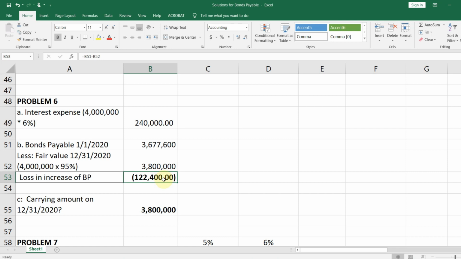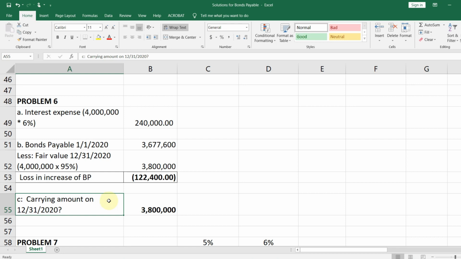Okay? So, that's the easiest way to explain it. Next, we have carrying amount on 12/31/2020. So, what's the carrying amount? Siyempre, yung fair value niya on 12/31/2020, which is 3.8 million. Okay? So, yan, that's the fair value option. So, yung ginagawa natin, the effective interest method, we're amortizing actually. Dito, this is the fair value option wherein you check if the fair value of the bonds is different by the end of the year. So if different, you have to recognize the increase or decrease.